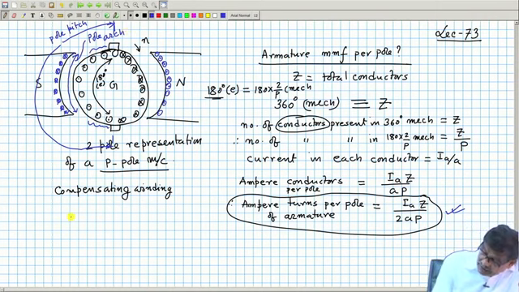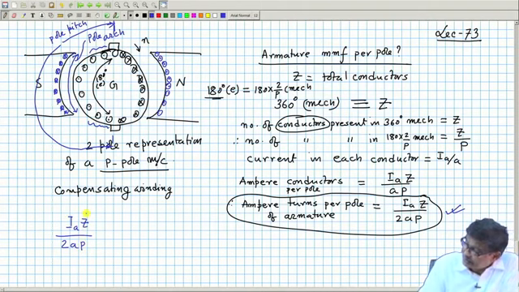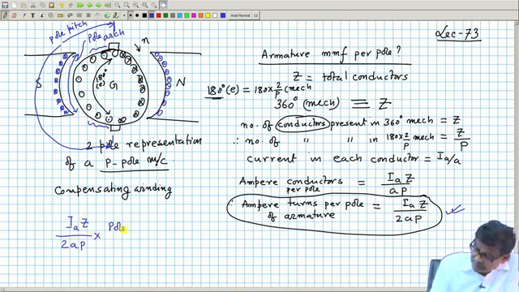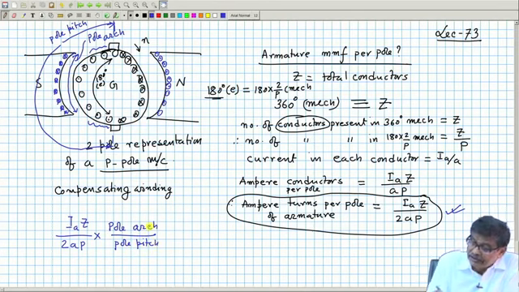Therefore, this I_A Z by 2 A P is the armature turns per pole. This is multiplied by the ratio of pole arc to pole pitch. You can calculate it either in angle or in distance, it does not matter, the ratio is a dimensionless quantity. So, this one only can be compensated by this. Got the idea?